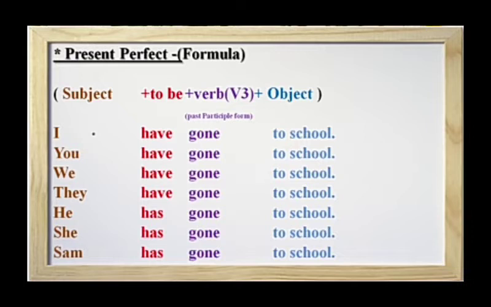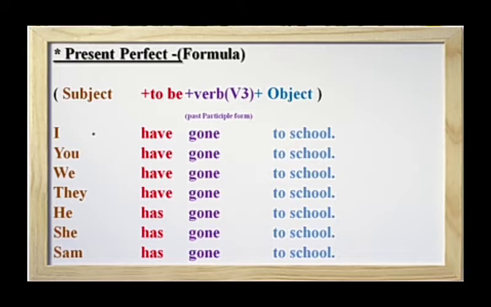Here there are some examples. I have gone to school. Here subject is I. Verb to be, we will use here have, and past participle form, that is gone. First form is go, second form is went, and third form is gone. And we will add object.